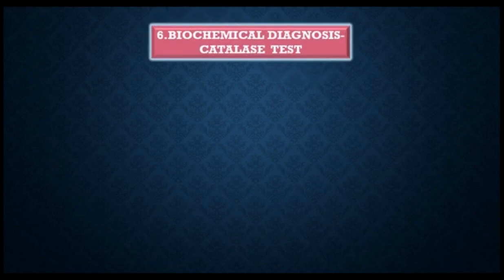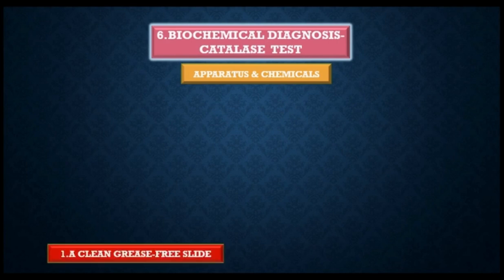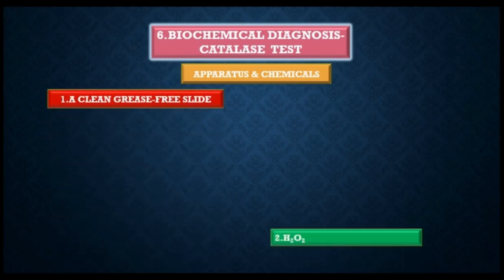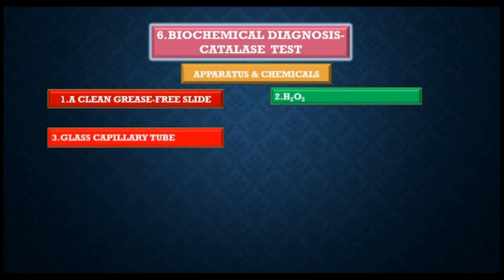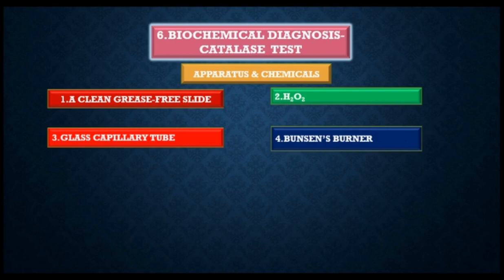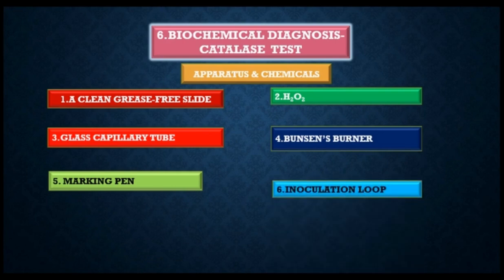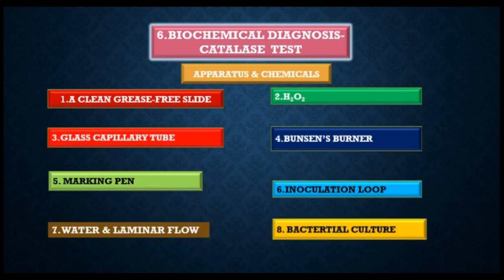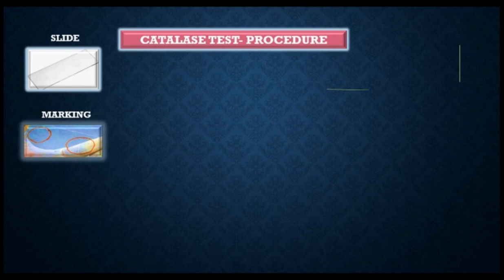Let us see the catalase test. Apparatus and chemicals: clean grease-free slide, hydrogen peroxide, glass capillary tube, Bunsen burner, marking pen, inoculation loop, water, laminar flow, and bacterial culture. Let us see the procedure. Take a clean grease-free slide and mark it with the help of a marker. One side can be called T, the other side can be called C.